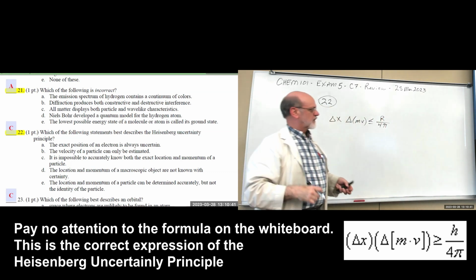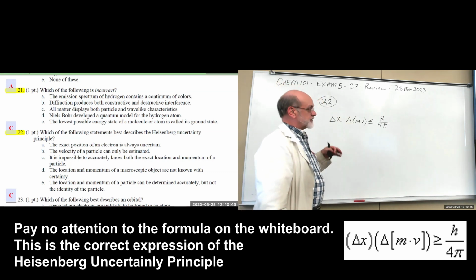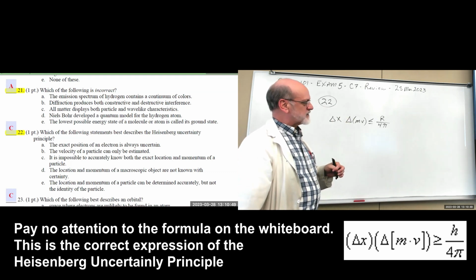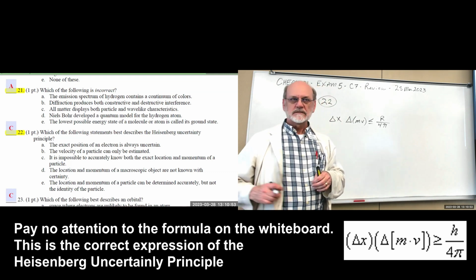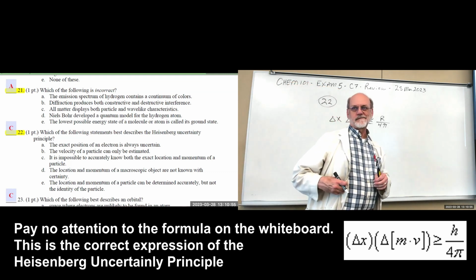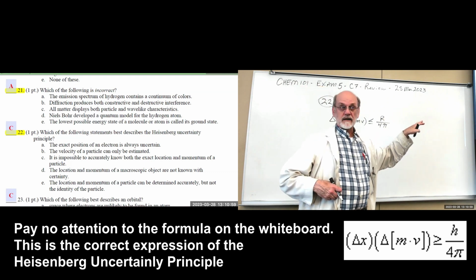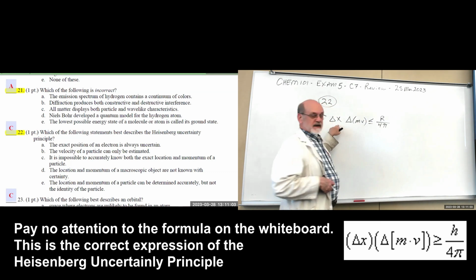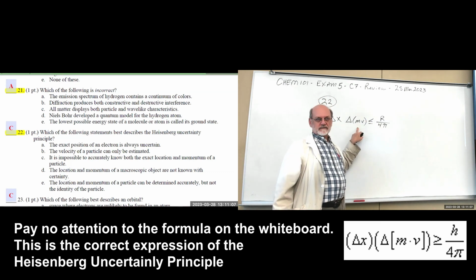The Heisenberg uncertainty principle says what? Well, let's just run down. The exact position of an electron is always uncertain. Is that true? Not according to the principle. You can know the position of the electron, but if you do, you don't know how fast it's moving. You don't know its energy.